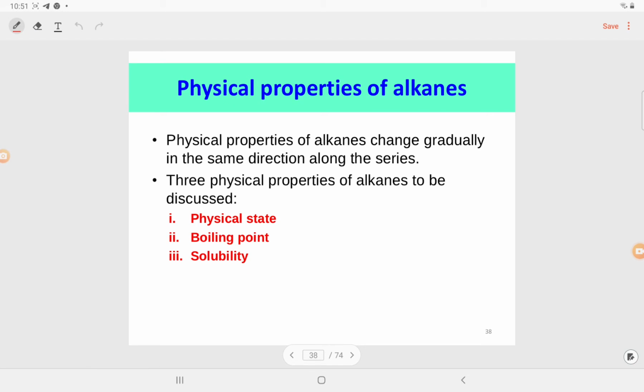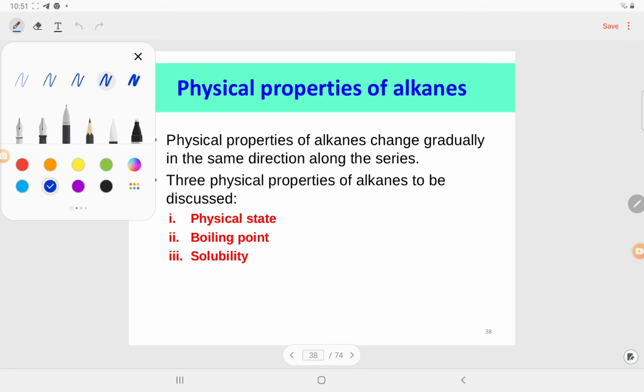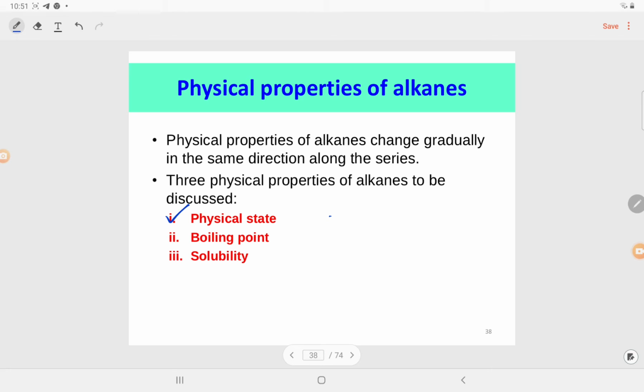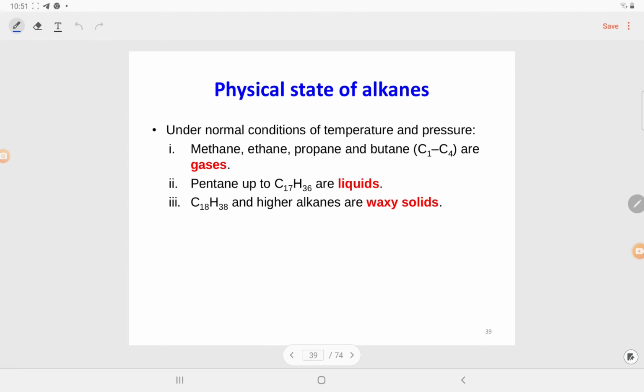According to the physical properties of alkenes, we are focused on three parts. The first part we discuss is physical state, the second is boiling point, and the third is solubility. According to the physical state, if your organic compound consists of carbon 1 until carbon 4, the phases of them are gases. Then carbon 5 to carbon 17, the phase is liquid. And higher than that, it is a waxy solid.